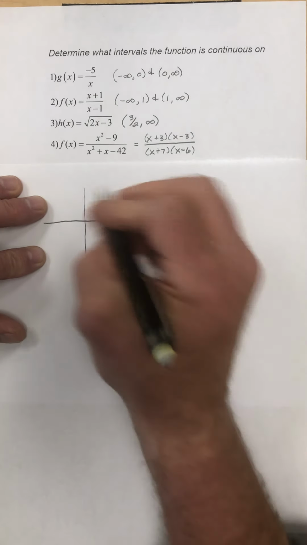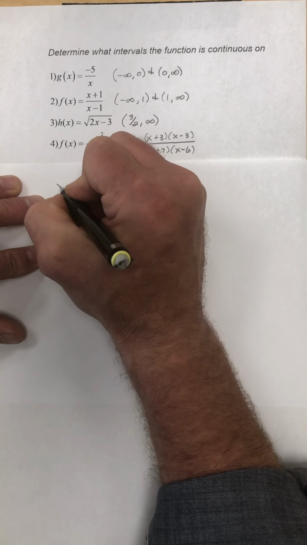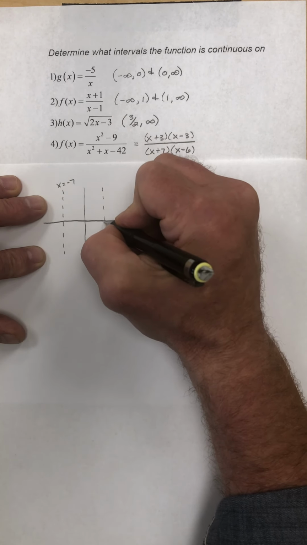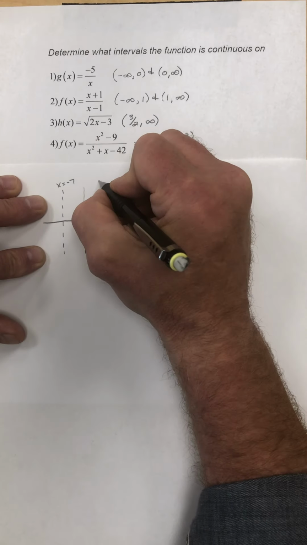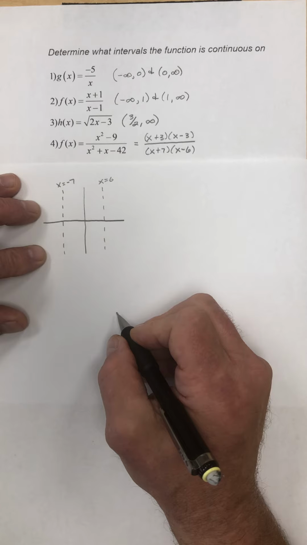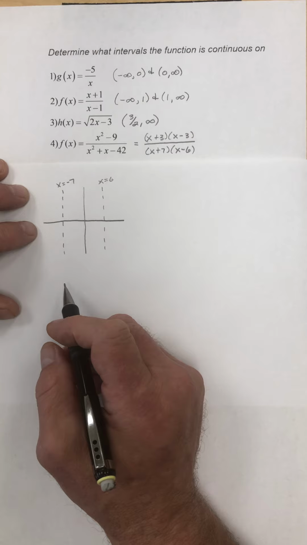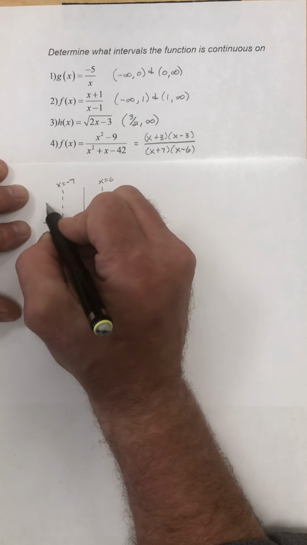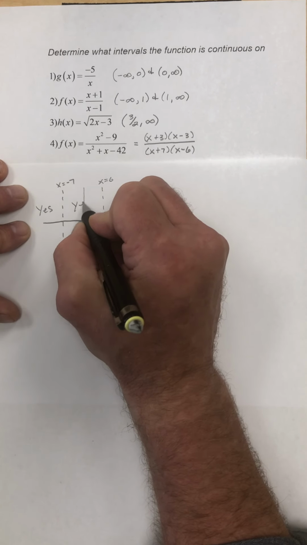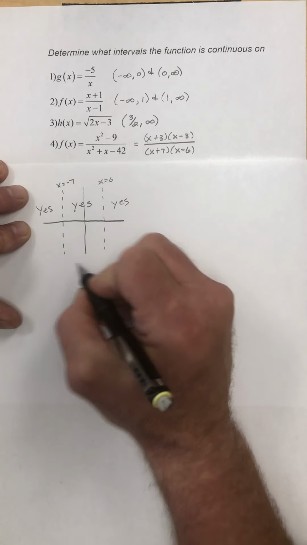And it looks like I'm going to have a vertical asymptote at x equals negative 7 and a vertical asymptote at x equals 6. So we have some problems here when x equals negative 7 and x equals 6 because the limit won't even exist. But everywhere in here, it'll be continuous. Everywhere in between here, it'll be continuous. And everywhere here, it'll be continuous.